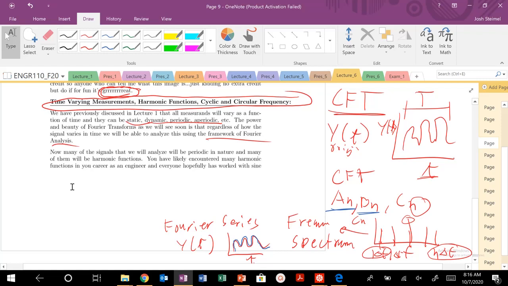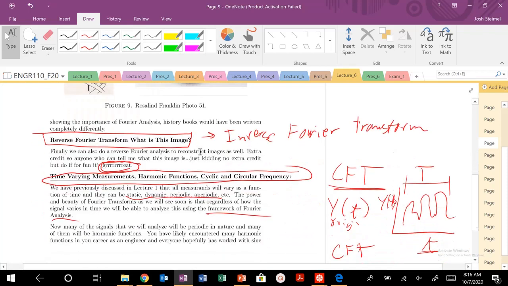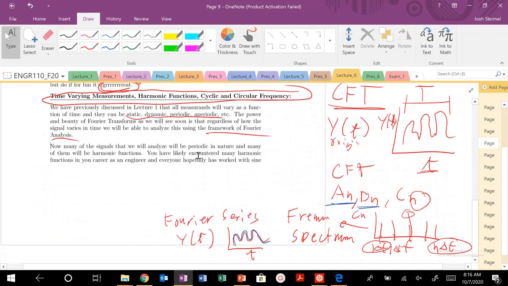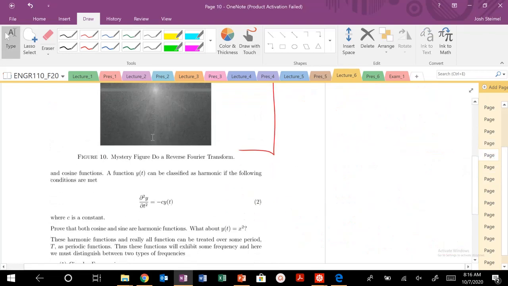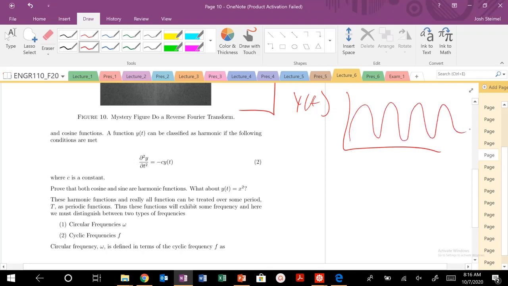But anyways, the key thing: we're going to get into some math right now. Don't get lost in the math. Keep the general conceptual fundamental ideas of Fourier transform that we talked about in the last series of videos. Many of the signals are going to be periodic, and some will be harmonic functions. I hope, or I guarantee you've all encountered some harmonic functions before, a function like this, either sine or cosine, just periodic signals.